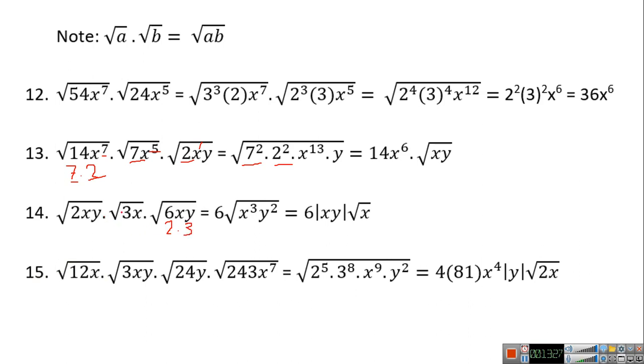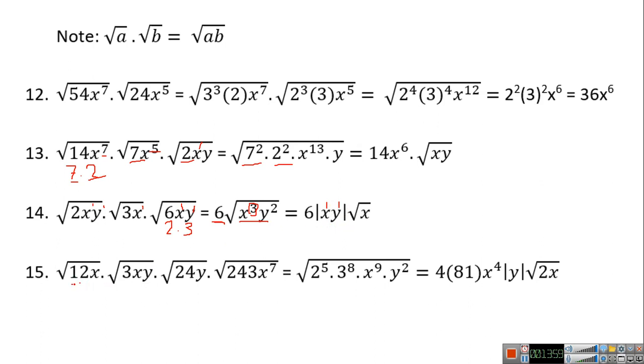So I have 2 squared, 3 squared. So it will make 2 times 3 outside, which is 6. x to the power 1, x to the power 1 and x to the power 1 is x cubed. y to the power 1 and y to the power 1 is y squared. So here the power is odd, so root x remains inside. Now I divide 3 by 2, so x^1; 2 divided by 2, y^1. So I put absolute value for both. You can put absolute value for each one or I can combine them together.